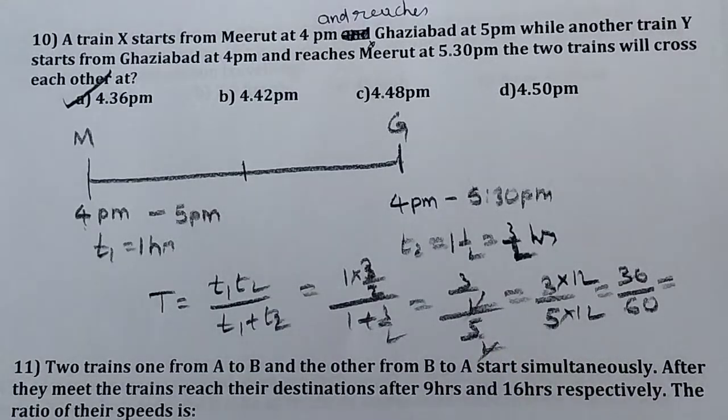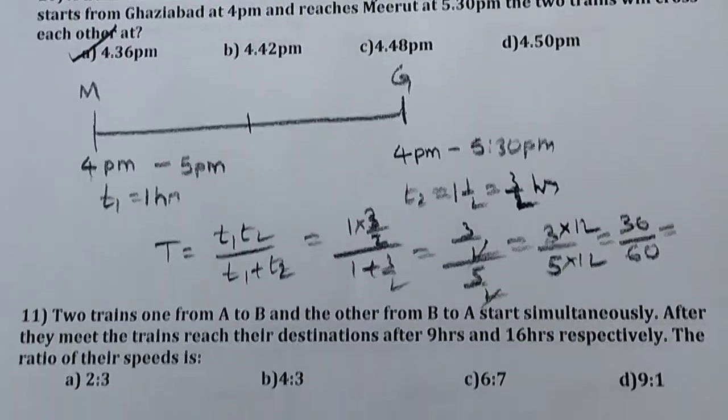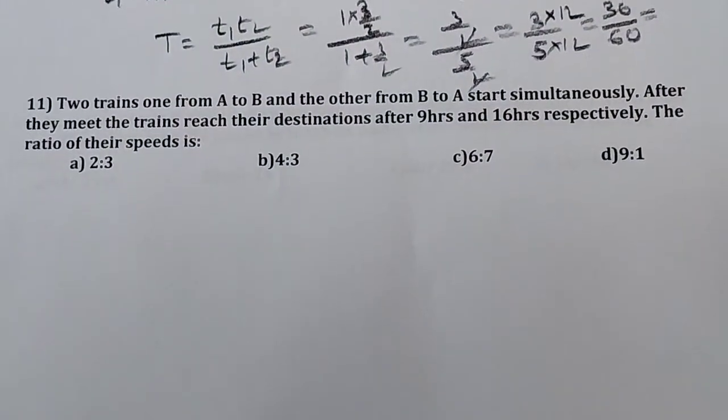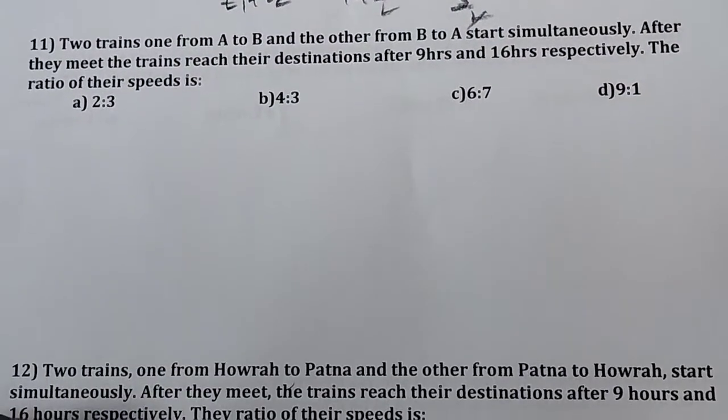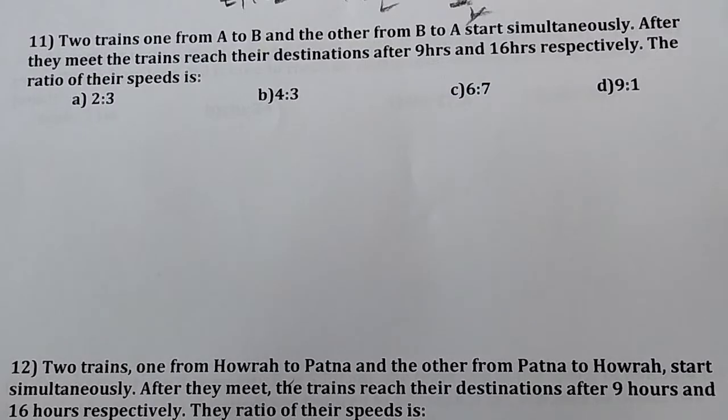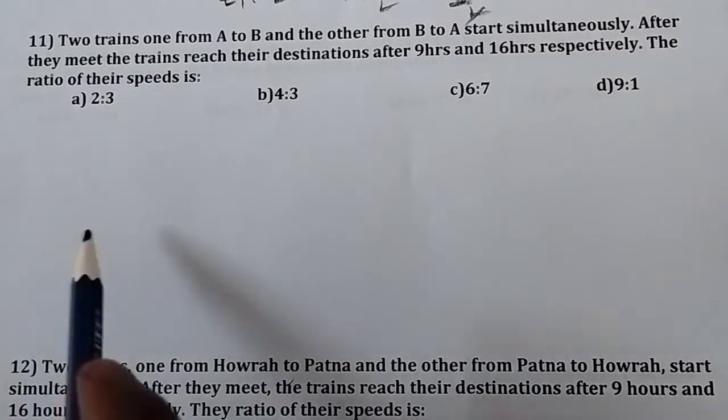Okay. Now coming to question number 11. This is a simple question. Two trains, one from A to B, another from B to A, start simultaneously. After they meet, the trains reach their destinations after 9 hours and 16 hours respectively. The ratio of their speeds is what? A simple question.